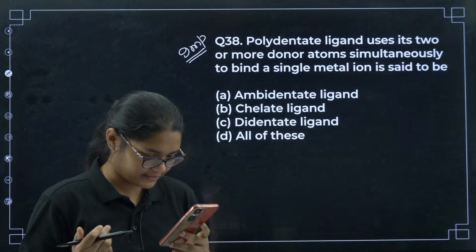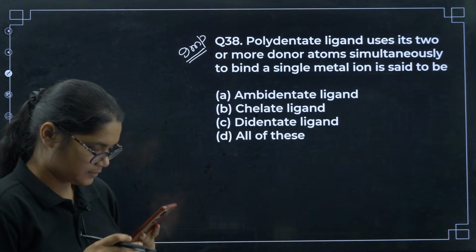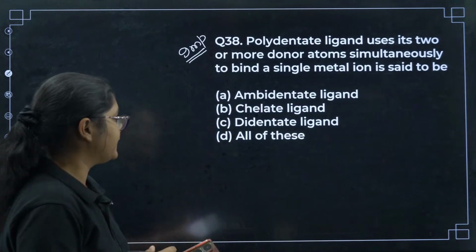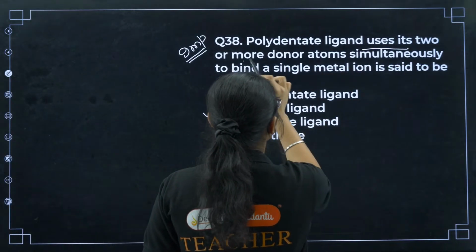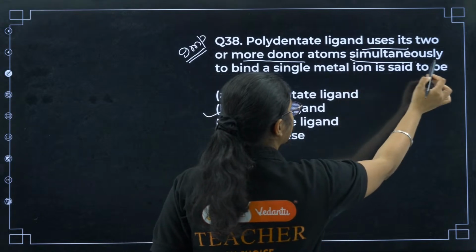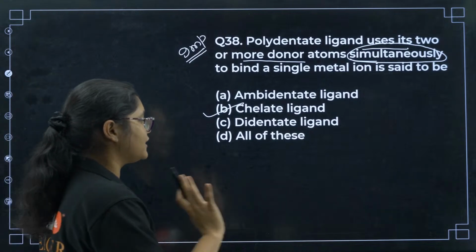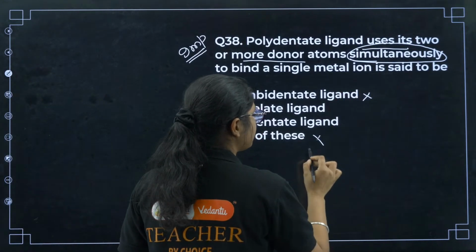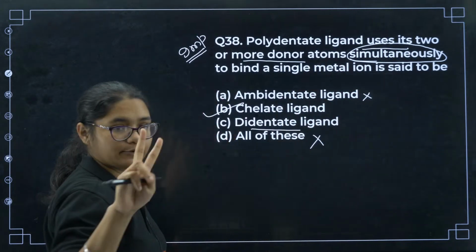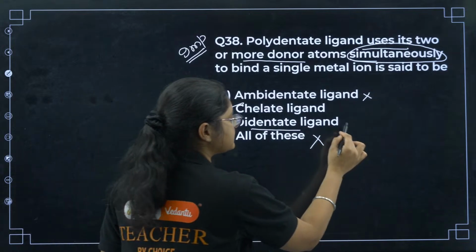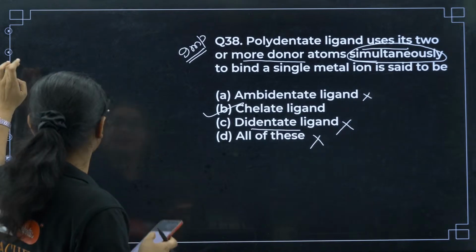Yes, all of these, no. No, it is chelating ligand. See, in ambidentate ligand, it is not 2 or more. In ambidentate ligand, it is not simultaneously. So definitely this is not there. If this is not there, then this cannot be there. Now 2 or more is given, right? Then didentate is only 2. It is not 2 or more. So that is why this is also incorrect. So option has to be B here. Yes, B is the correct answer.